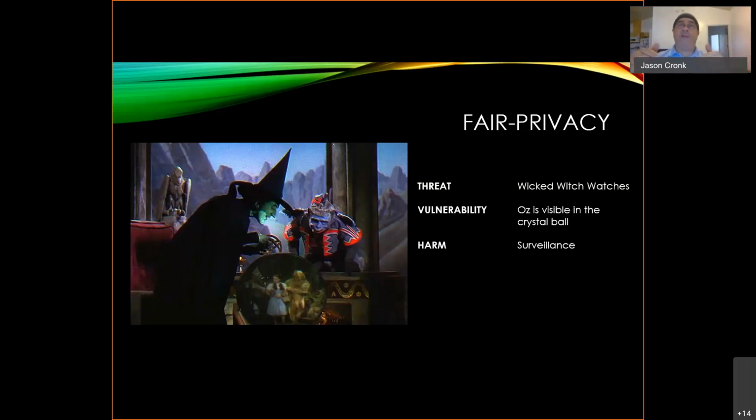So you can think of the crystal ball as one of her capabilities. It's a resource she has at her disposal in order to view Oz, and that makes Dorothy and her compatriots vulnerable. And then, of course, the harm here under the Solove taxonomy is surveillance, that they are being watched or surveilled.